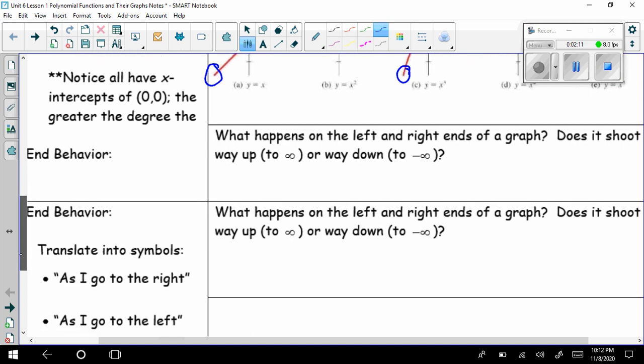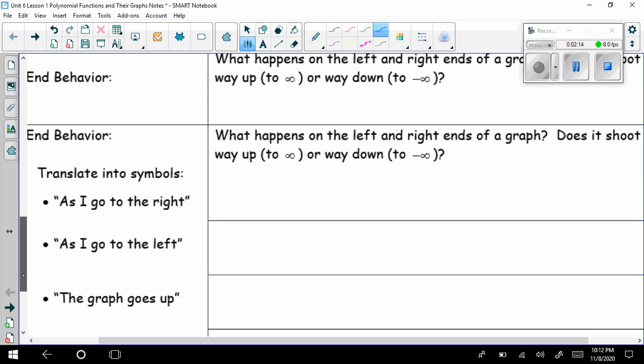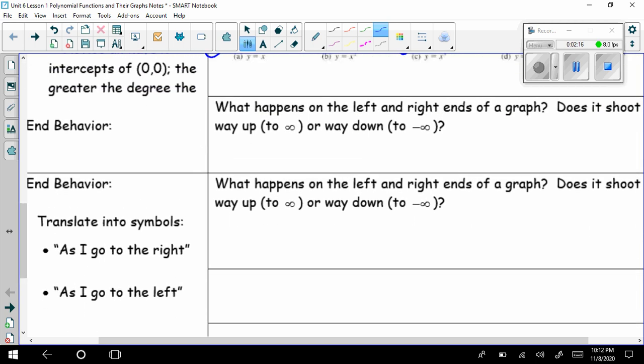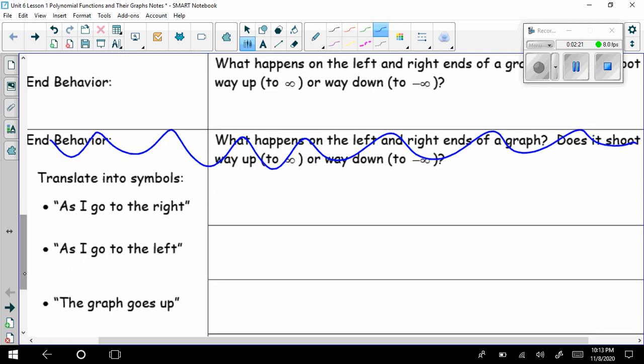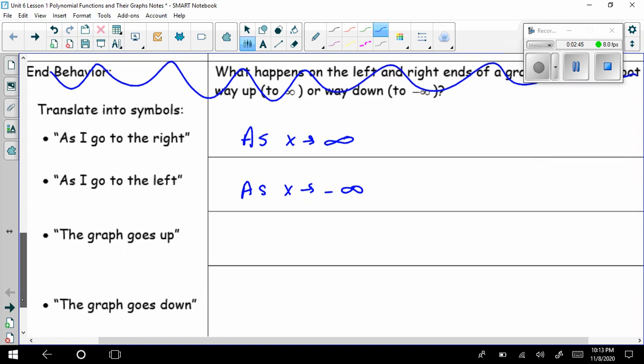And so we write that in symbols so we don't have to write it out in words every single time. So just translating, again, that into symbols. So as I go to the right, we always start with our input, our x values. So you're just going to write as x approaches, and right is positive infinity. Or as I go to the left, and so as x approaches negative infinity. I tend to do negative before I do positive, but it doesn't really matter. You will always have a left statement and a right statement.